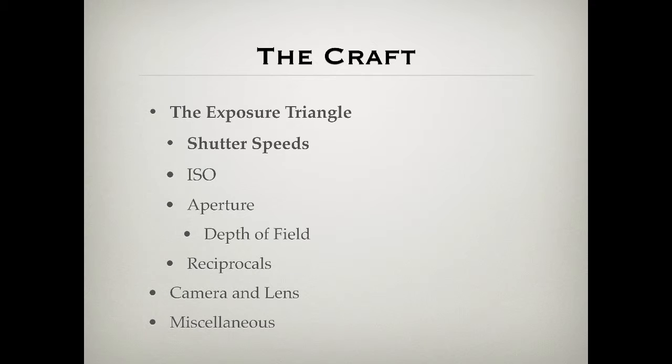So in the craft part, we're going to cover these things: the exposure triangle, and the subtopics under those are shutter speeds, ISO, aperture, and then we'll talk about how aperture affects the depth of field and reciprocals. And we're going to get into each of those in this presentation. We're covering shutter speeds. In future presentations, we'll cover those things in depth. And then we'll also talk about cameras and lens and some miscellaneous topics.